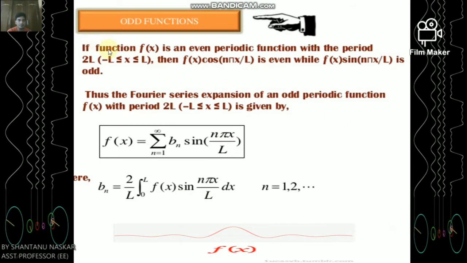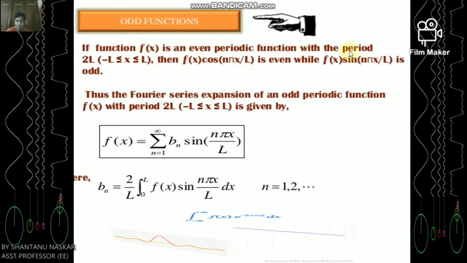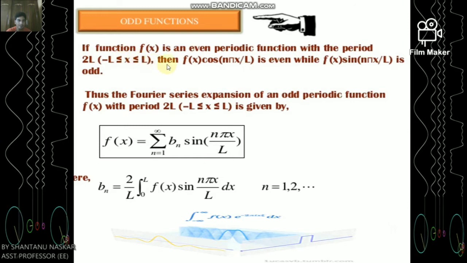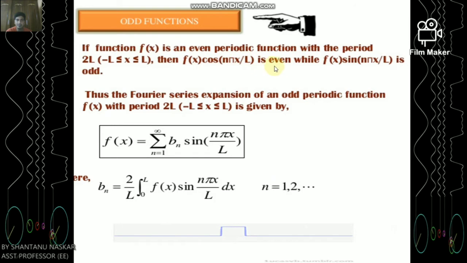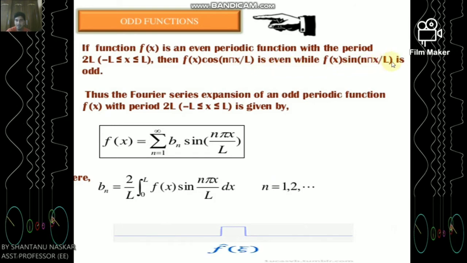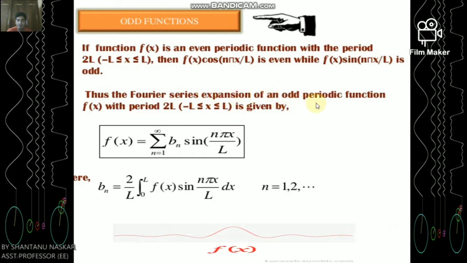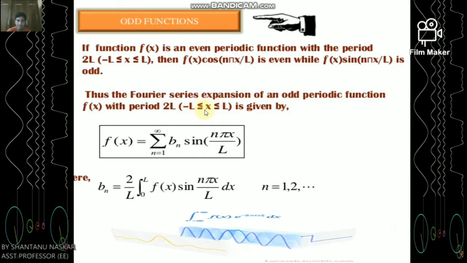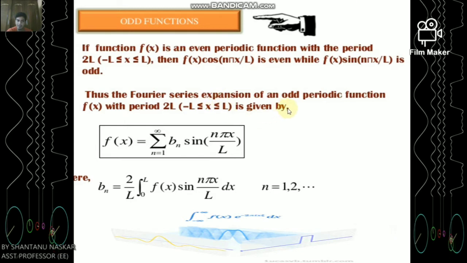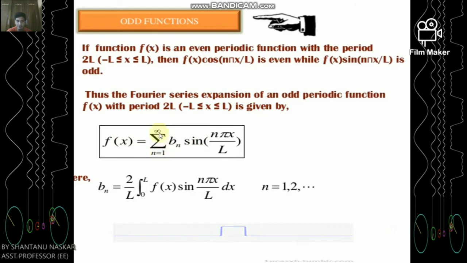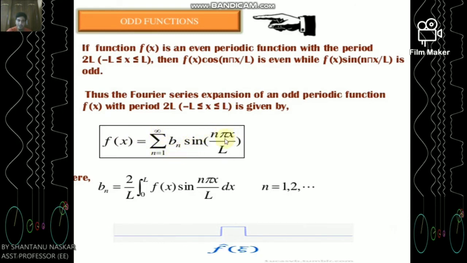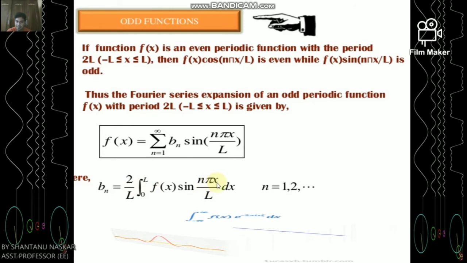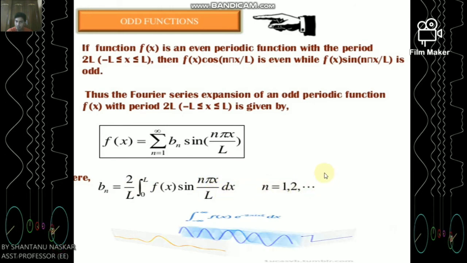Now let's talk about the odd function. So if function f(x) is an odd periodic function with period 2L, where x is greater than or equal to minus L and less than or equal to L, then f(x) cos(n pi x by L) is even, while f(x) sin(n pi x by L) is odd. Thus the Fourier series expansion of an odd periodic function f(x) with period 2L is given by f(x) = summation of n = 1 to infinity of bn sin(n pi x by L), where bn = 2 by L integration 0 to L f(x) sin(n pi x by L) dx, where n = 1, 2, 3, 4, like this.